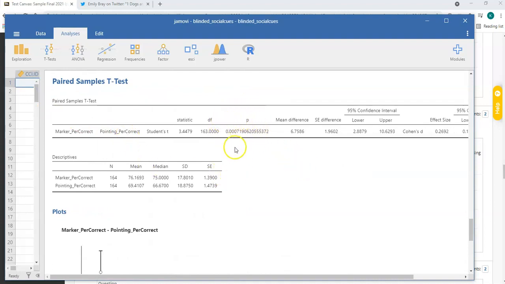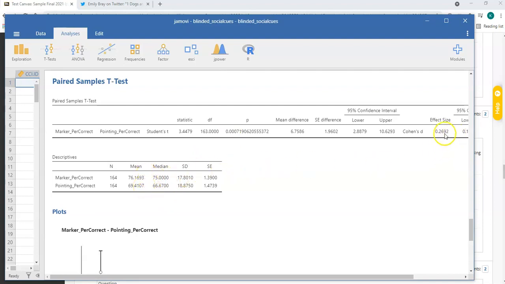How exciting is that? The puppies do seem to be better at one task than the other. Which task are they better at? It looks like they're better at the marker task than the pointing task, which I find intriguing. And how big is that difference? Well, that difference is about 6.8% better, and that difference of 6.8% is compelling because the p-value is crazy small. So we have very compelling evidence that they are better on the marker task than the pointing task.